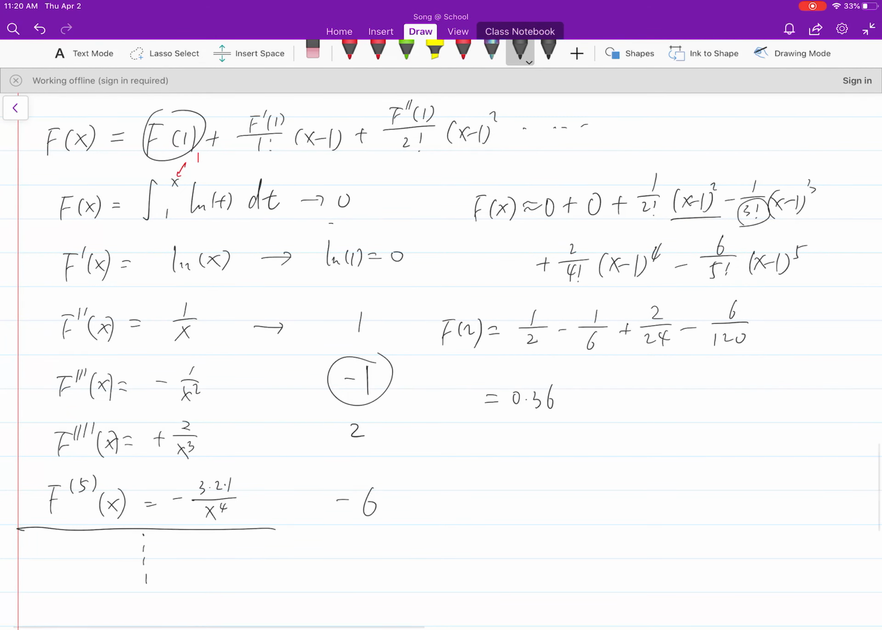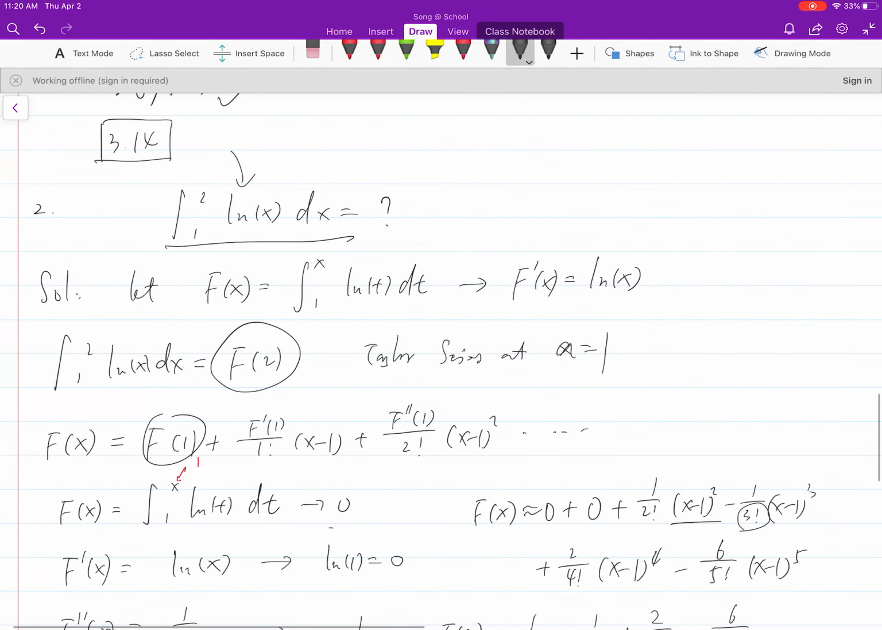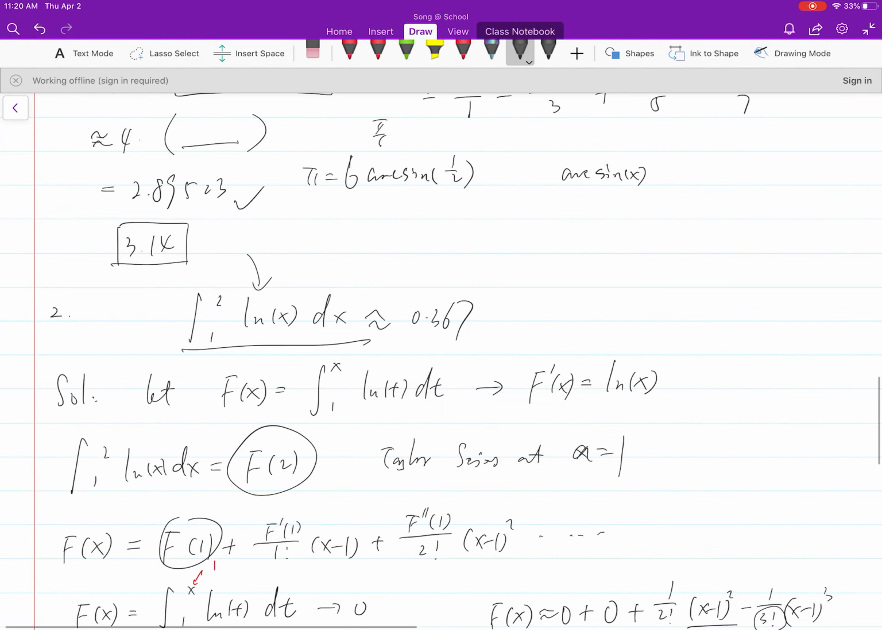The answer we got is 0.367. Okay, that is our approximation if we choose to use 5 terms. We can certainly use more. Now, how close are we to the real one?